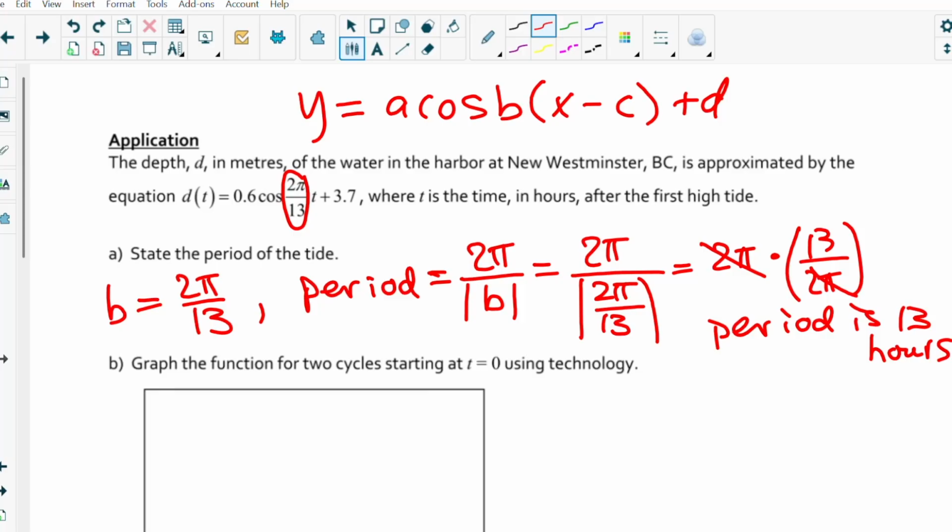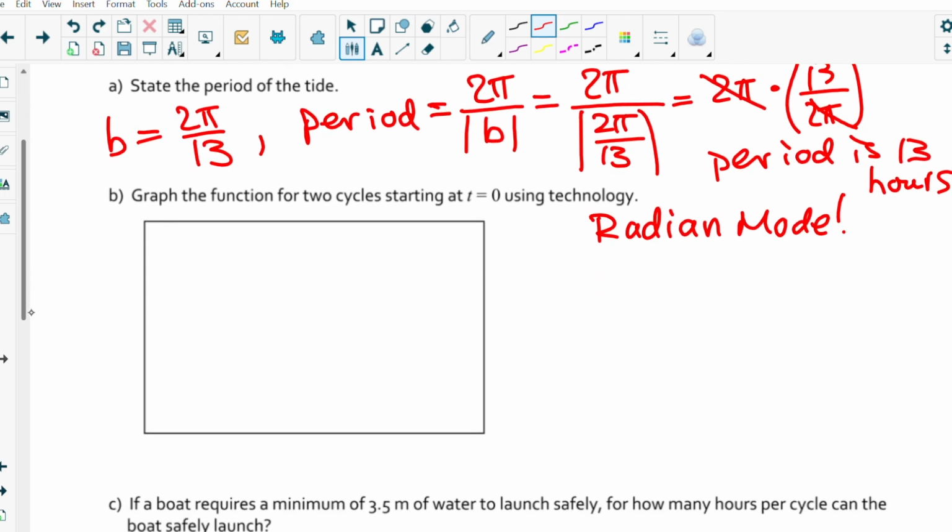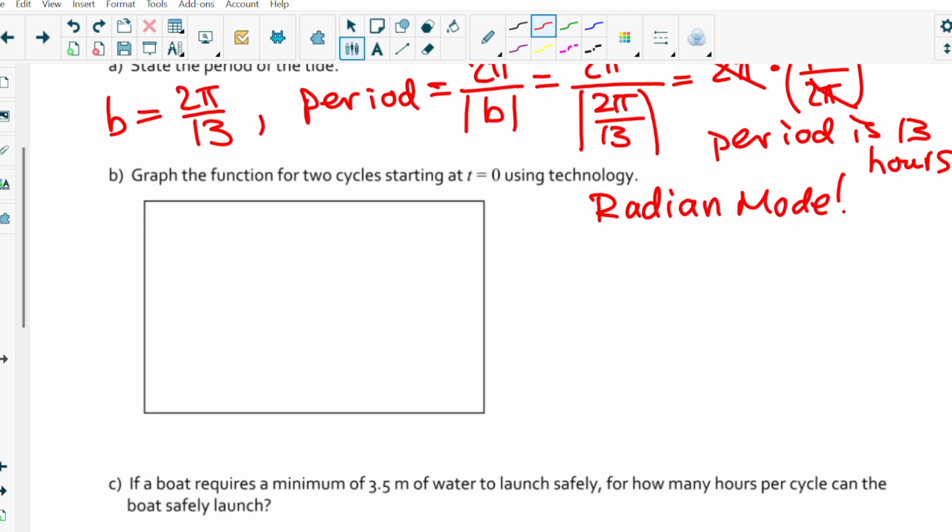Graph the function for 2 cycles starting at t equals 0 using technology. So radian mode, do not forget radian mode. Okay, and then I'll show you some appropriate window settings. When you graph trigonometric functions, sinusoidal functions, you have to tweak that window to make it work. First of all, you have to be in the correct mode, radian mode. Okay, what does this look like? So let me set up my axes here.